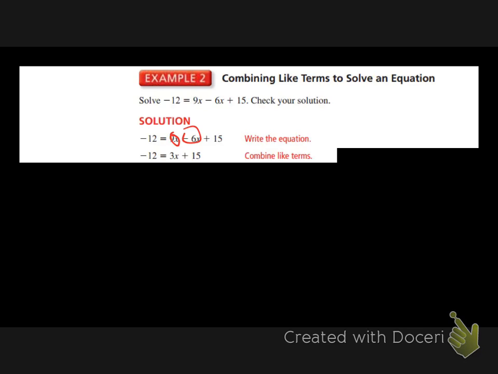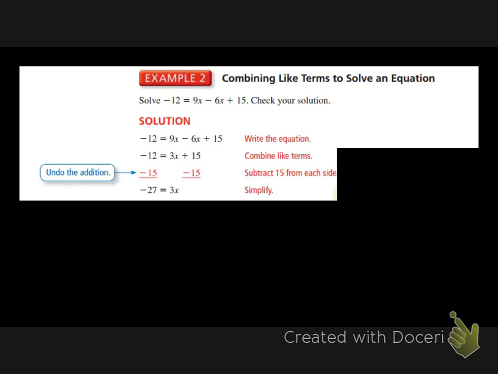So now we're ready to look at doing the reverse PEMDAS. Is there subtraction? No, because remember we're looking at the side that has the variable. Is there addition? Yeah, so we need to do the inverse operation, which is to subtract. So we subtract 15 from both sides. So we get negative 12 minus 15 is negative 27 equal to the 3x.